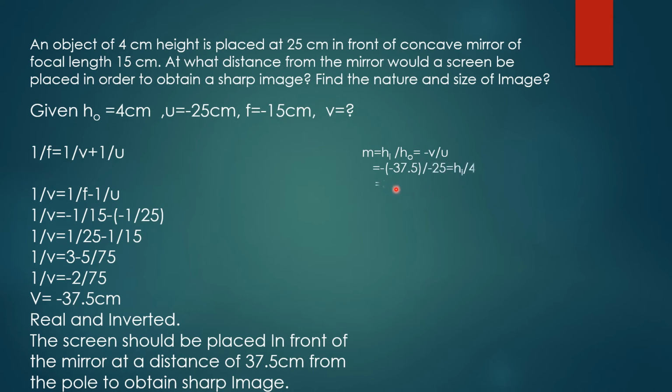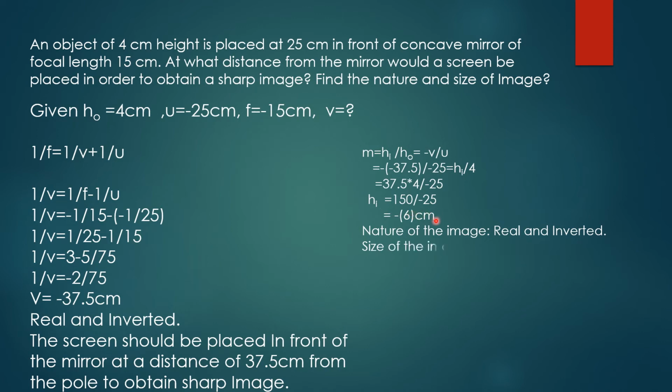Substitute the values. Height of the image, you are asked to find, and height of the object is given, how much? 4 centimeters. So, simply you substitute the values here. Minus V by U, that is minus 37.5 divided by U is minus 25, equal to height of the image, which you don't know, by height of the object, 4. By cross multiplication, 37.5 into 4 divided by minus 25. So, height of the image is equal to 150 divided by minus 25. 25 sixes are 150. So, height of the image is equal to how much? Minus 6 centimeters.